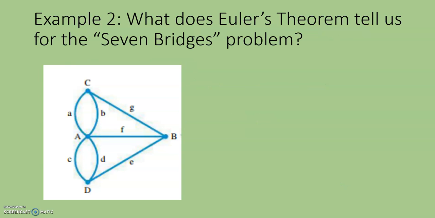Example 2. What does Euler's theorem tell us for the 7 bridges problem? If we look here at vertex D, there are 3 edges coming from it. It is degree 3. Vertex A is degree 5. C is also degree 3, and B is degree 3. The degrees of our vertices are odd. Euler's theorem tells us it has to have an even degree. So we know that there is not an Euler circuit for the 7 bridges problem.